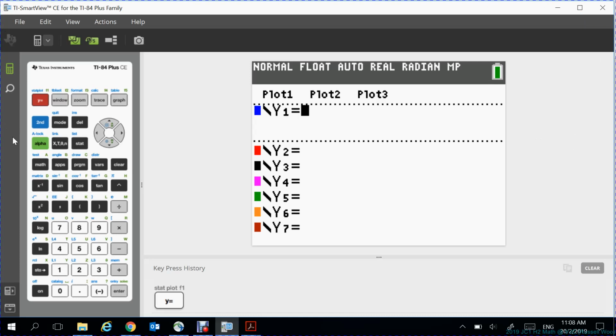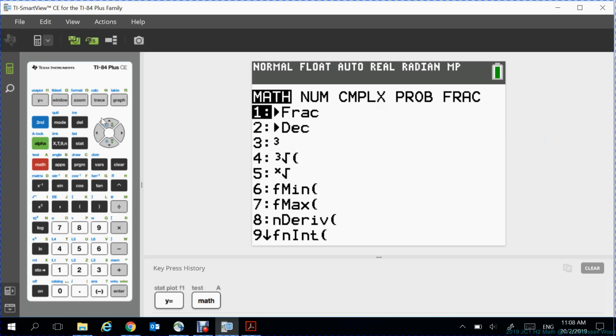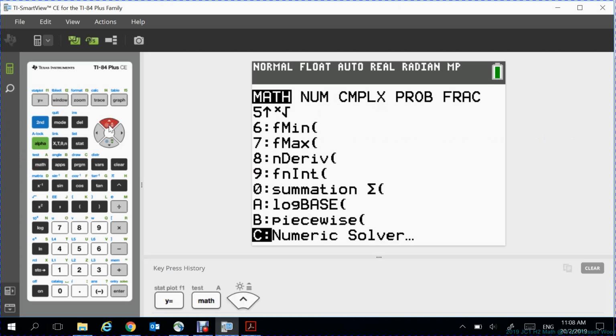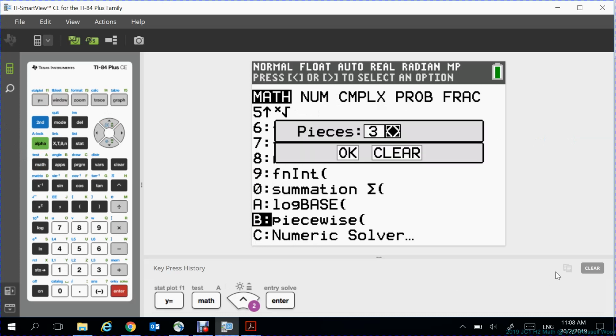You go to math. Then you go up, press enter. Now, you are telling the GC that I want to sketch a piecewise function. Then the GC asks you this question: how many pieces do you want? You want 3 pieces. If you don't have this function, that means your GC is not upgraded.